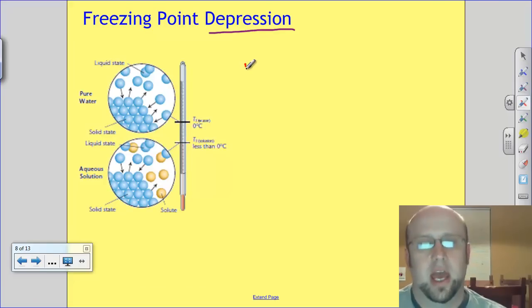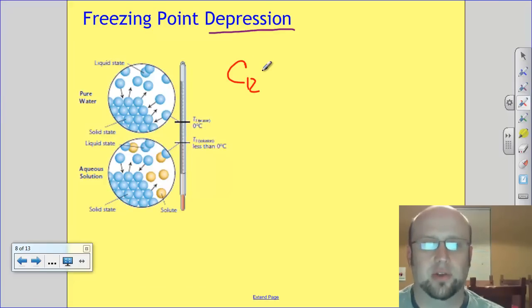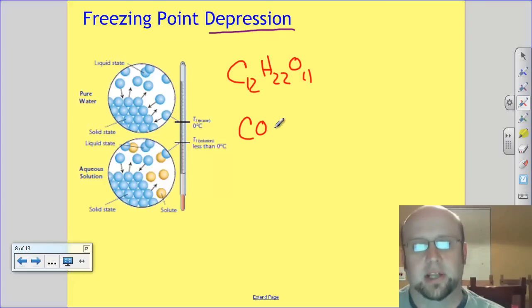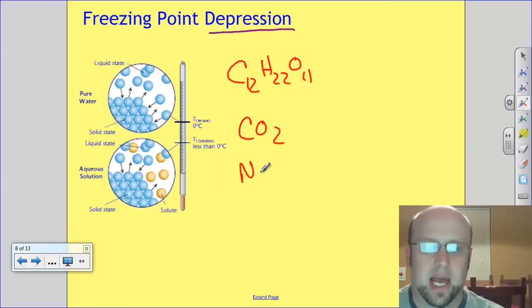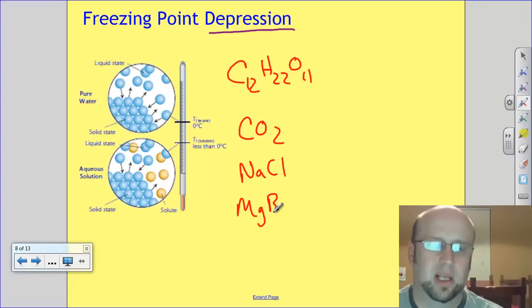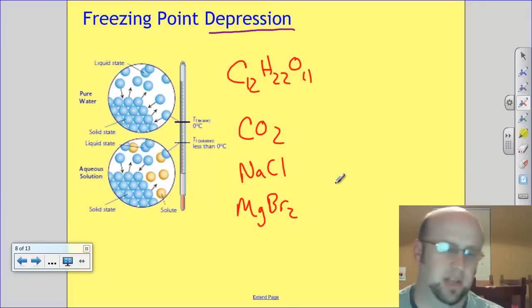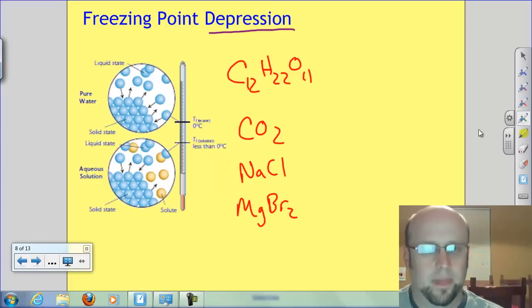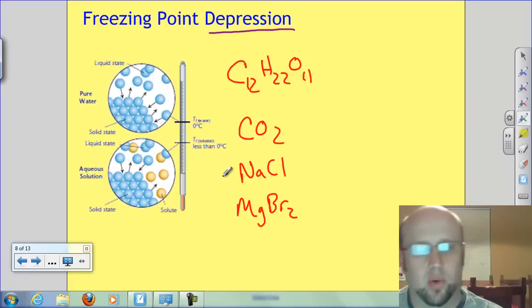So like if I said, I've got a solution of glucose, this is sucrose, and I had some CO2, and then I had my good old salt, and just to mix things up a little bit, let's say we're throwing some magnesium bromide in there. Pretty unlikely, but let's just say that's what it is. Let's say they're all equimolar. Which one is going to lower the freezing point the most?